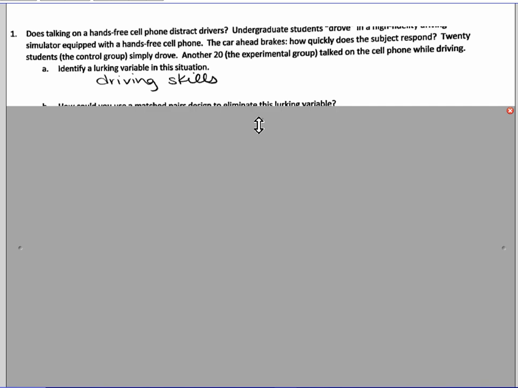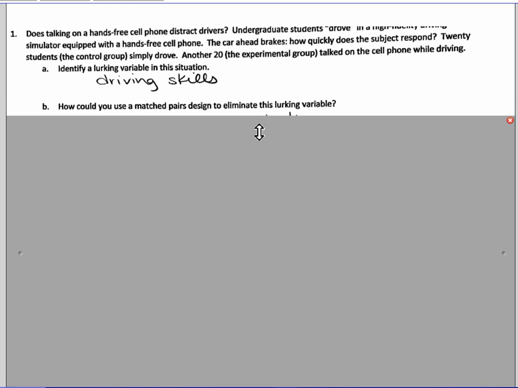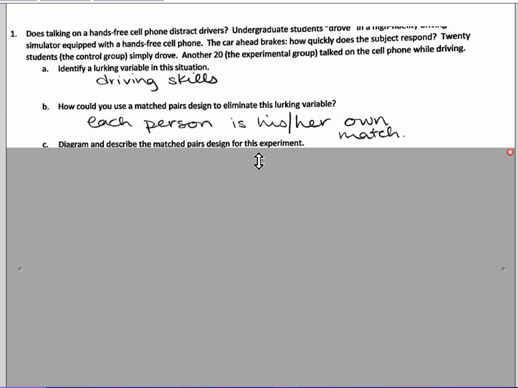So in part B, how could I use a matched pairs design to eliminate this lurking variable? Well, if the individual driving skills is the lurking variable, each person could be his or her own match. In other words, each person is going to drive with the hands-free cell phone and with nothing. And then we're going to compare the results.